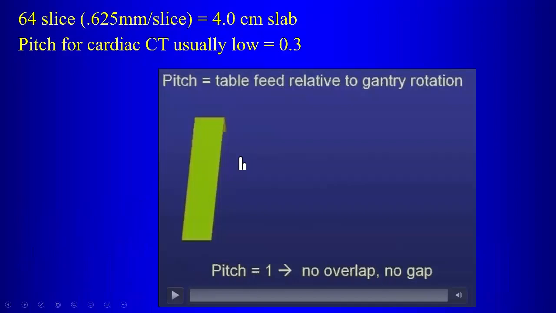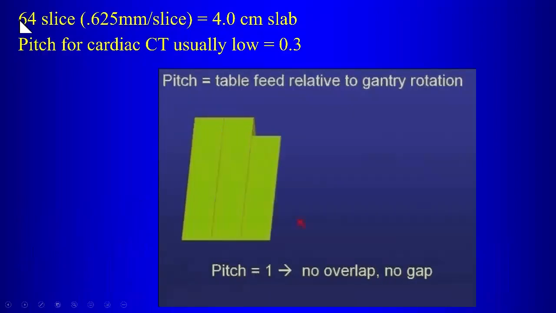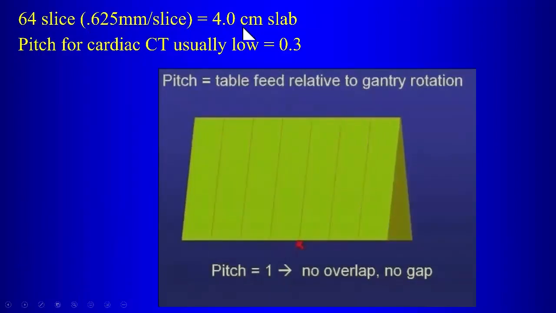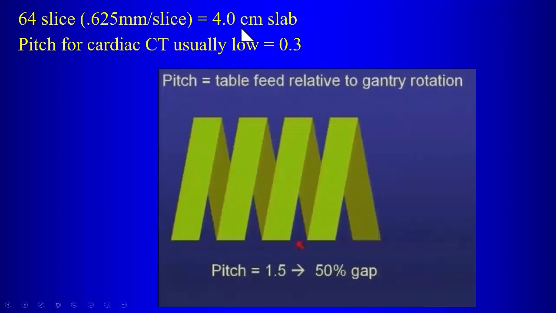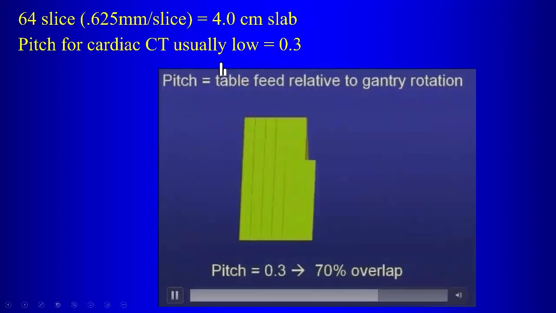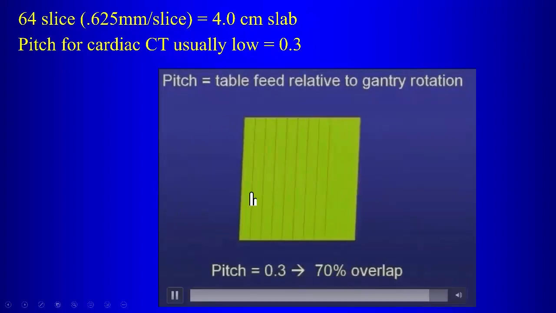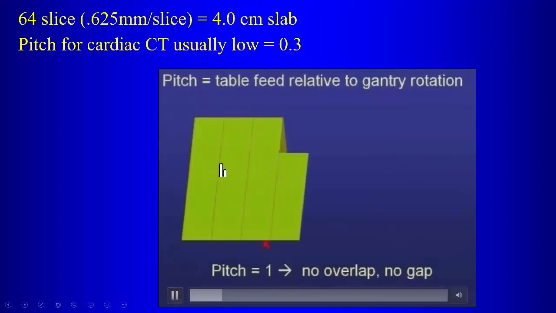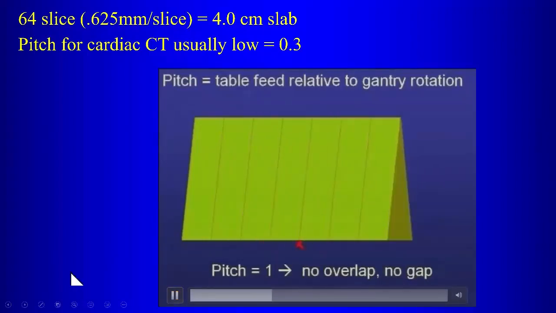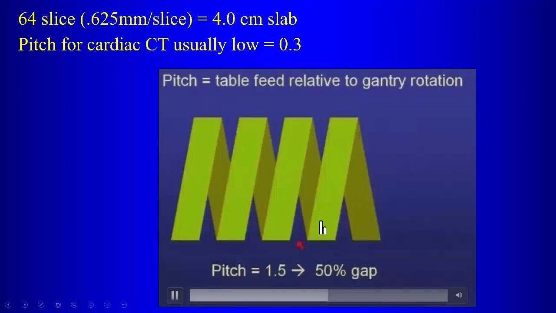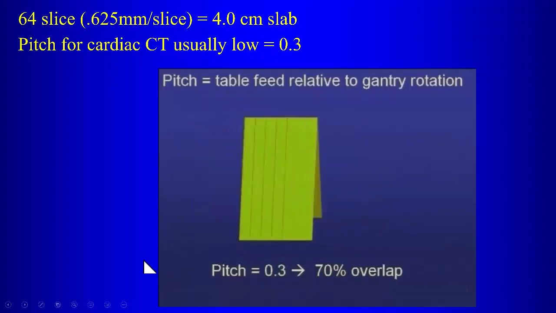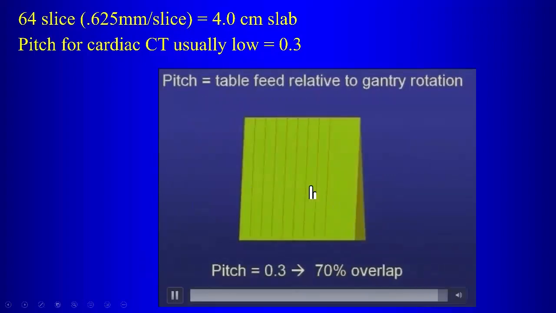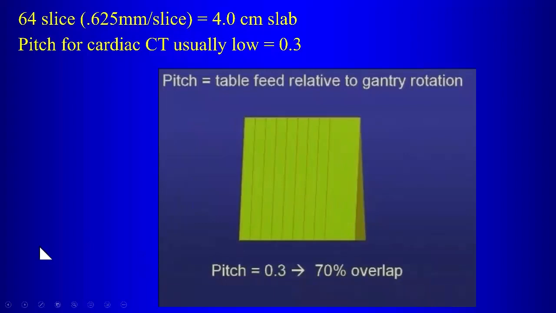So I'm sure you're all familiar with pitch and what it means. So at a 64 slice CT, we're scanning 4 slabs of anatomy every time the gantry goes around, right? And so if you have a pitch of 1, there's no overlap and no gap. If you have a pitch of 1.5, there is a gap. This you do not want when you're doing cardiac CT. So usually, though, we use a very low pitch, around 0.3. So there's a lot of overlap between one rotation and the next if you're doing retrospective gating.